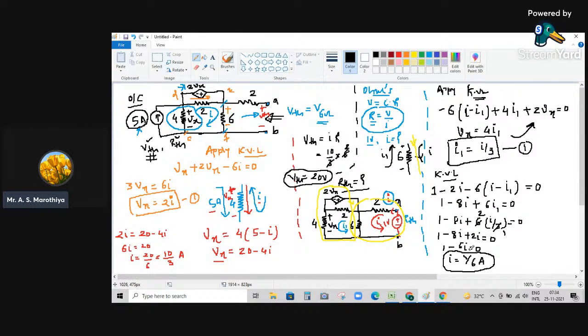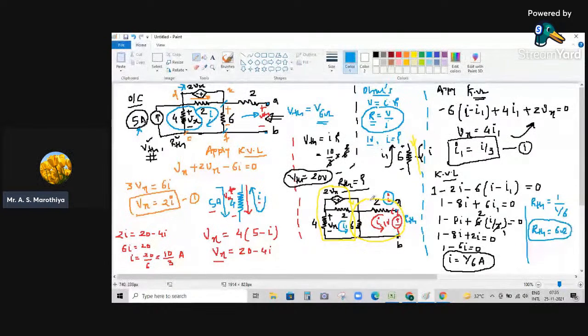Once you know the value of this I, we can now find out the value of R, or you can say RTH. So RTH in this case is going to be equal to V by I. Now we have connected a 1 volt voltage source over here, so V is 1, and I is nothing but 1 by 6. So if you solve, you will get RTH as 6 ohm. This is very, very important.